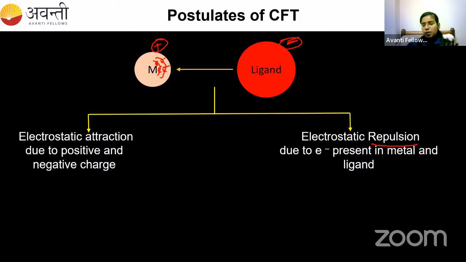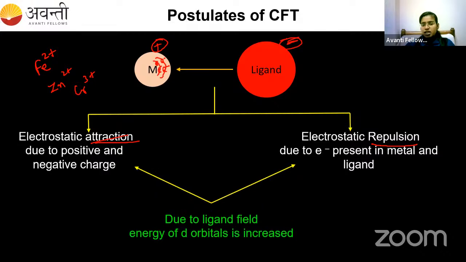Actually the metal is positively charged only. In all the cases, in the iron case, we have seen Fe2 plus, Fe3 plus, zinc 2 plus, chromium 3 plus, and many other metal ions, all will be in the positive state only. But we also have some electrons inside the metal, right? So those electrons will get repelled by the ligand. So there are two forces acting here, attraction and repulsion. Because of these two, due to this ligand field, the energy of all the 5d orbitals is increased.